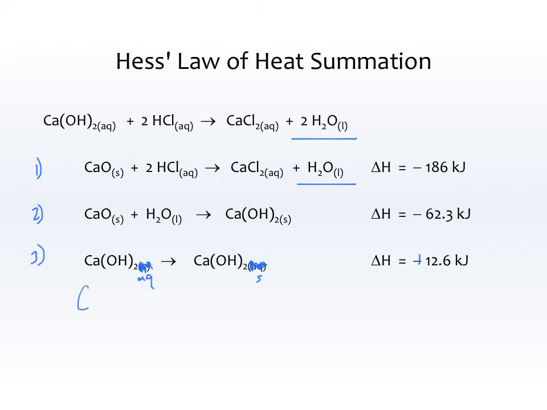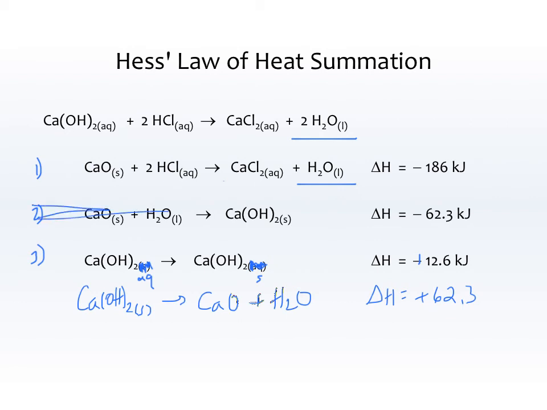So that'll be CaOH2 solid as a reactant, CaO and H2O as a product, and that will change delta H by making it a positive 62.3 instead of negative. Remember to kind of obliterate this reaction so you don't get it confused and think there's an extra additional reaction here. We've replaced reaction 2 with a new reality.